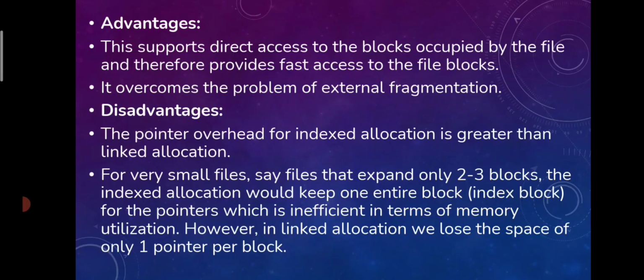Let's see some advantages and disadvantages. This supports direct access to the blocks occupied by the file and therefore provides fast access to the file blocks. It overcomes the problem of external fragmentation. And disadvantage: the pointer overhead for index allocation is greater than linked allocation. For very small files, say files that span only two blocks, the index allocation would keep one entire block for the pointers, which is inefficient in terms of memory utilization. However, in linked allocation, we lose the space of only one pointer per block.